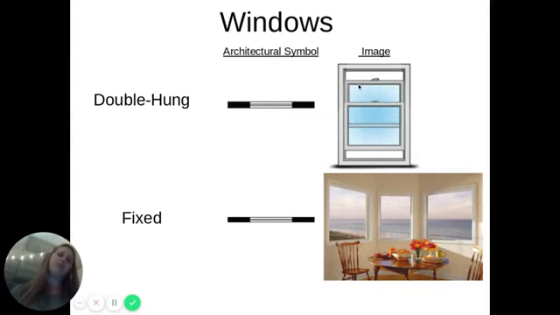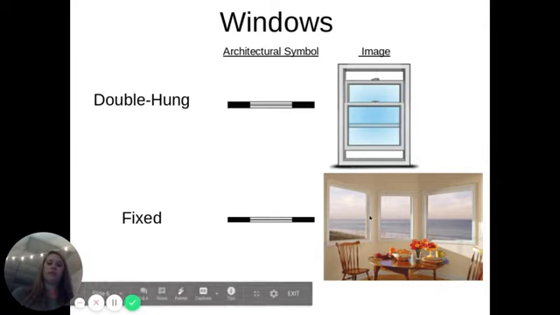What makes it double hung is, do you see how this window pane is sliding one way and this window pane is sliding the other way? So it's like double movement. One goes down and one goes up. So that's double hung. A fixed window only has one line through the middle of it.